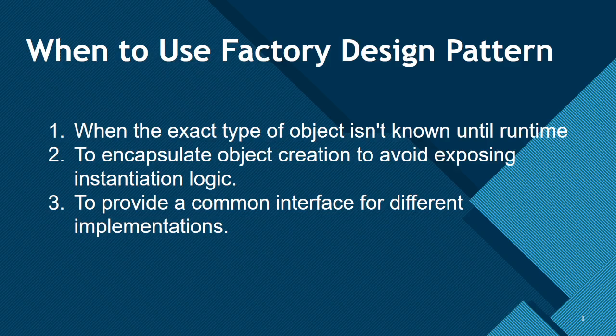An example can be a scenario where an application might need to create different types of objects based on user choices. For example, there is a drawing application that might allow users to draw different shapes like circles, rectangles, triangles. The type of shape to be created is determined only when the user selects an option from a menu.